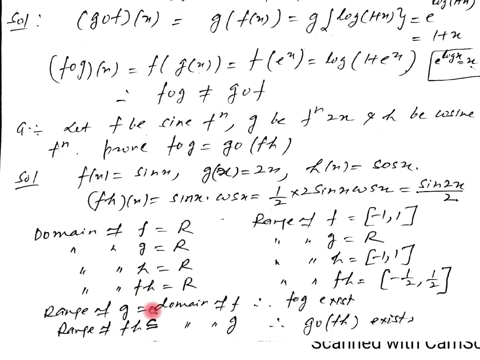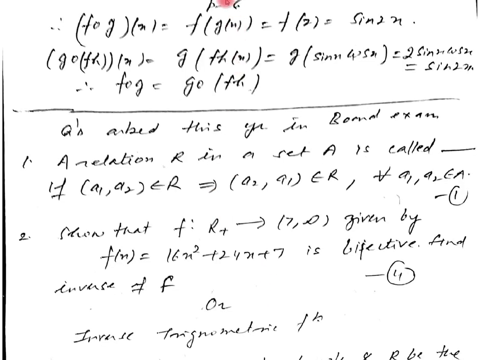Similarly, for g composition f·h, the range of f·h is the closed interval minus 1 by 2 to 1 by 2. Again it is a subset of R, the set of real numbers. So we can say g composition f·h can exist, and f composition g can also exist. Now we have to prove that these are equal. So let us prove it here.